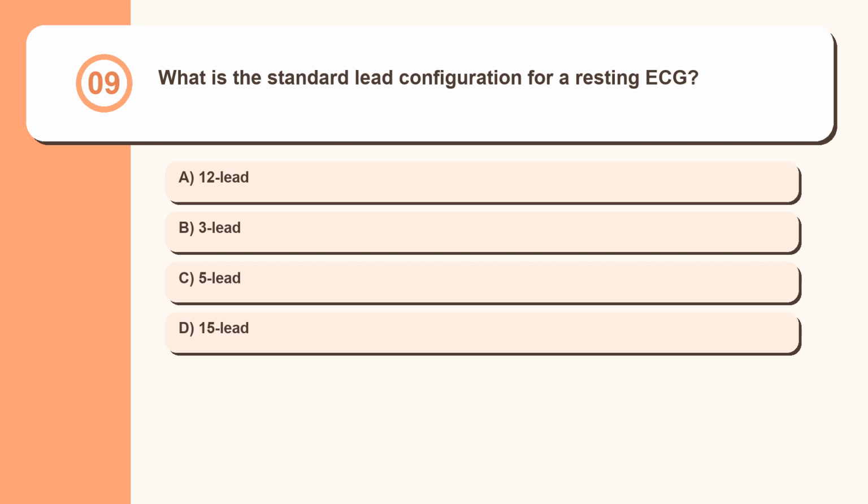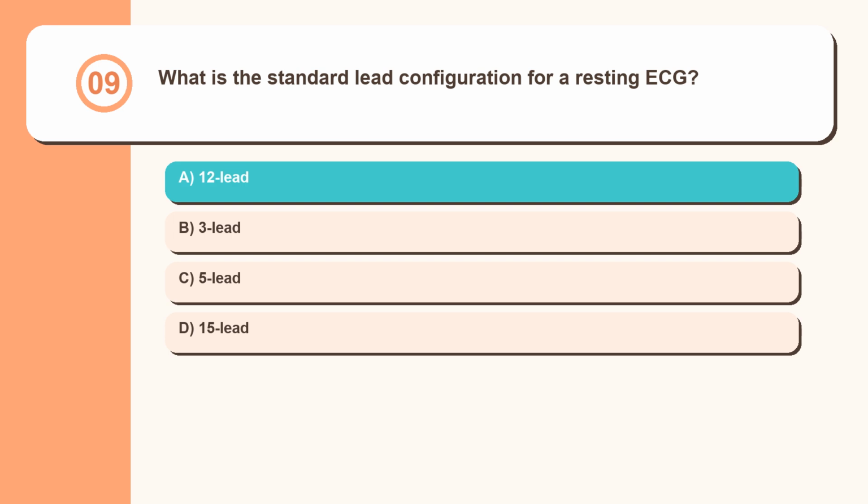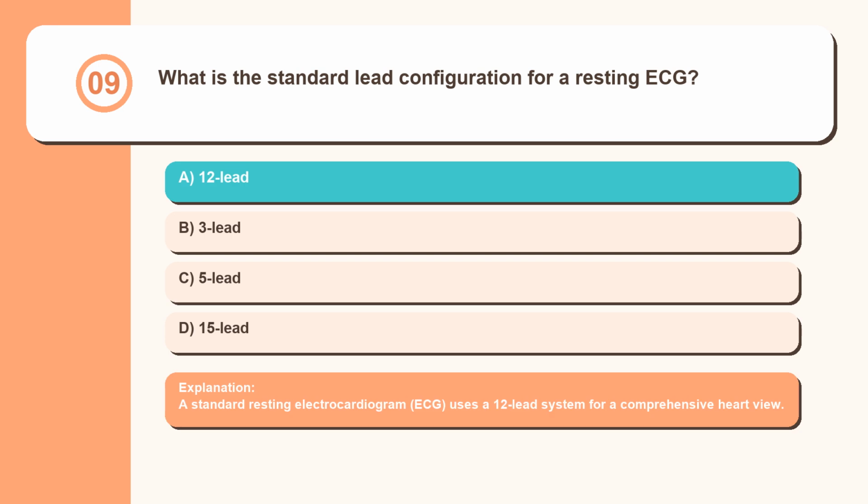Question 9. What is the standard lead configuration for a resting ECG? 12 lead, 3 lead, 5 lead, 15 lead. A standard resting electrocardiogram, ECG, uses a 12-lead system for a comprehensive heart view.